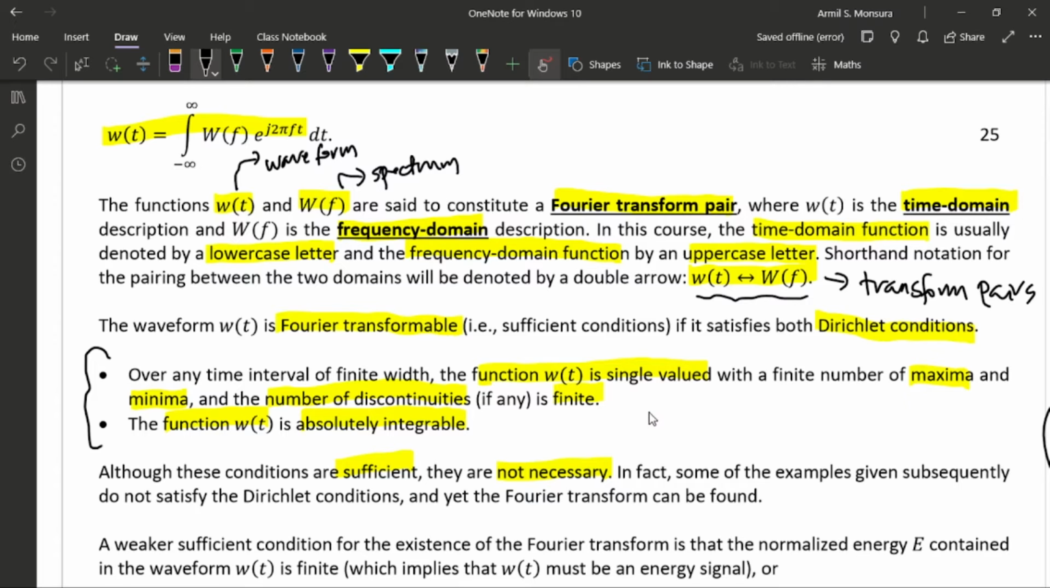But not all physically realizable signals are actually consistent with this definition. Still, since these are practically realizable signals, they still have a Fourier transform.